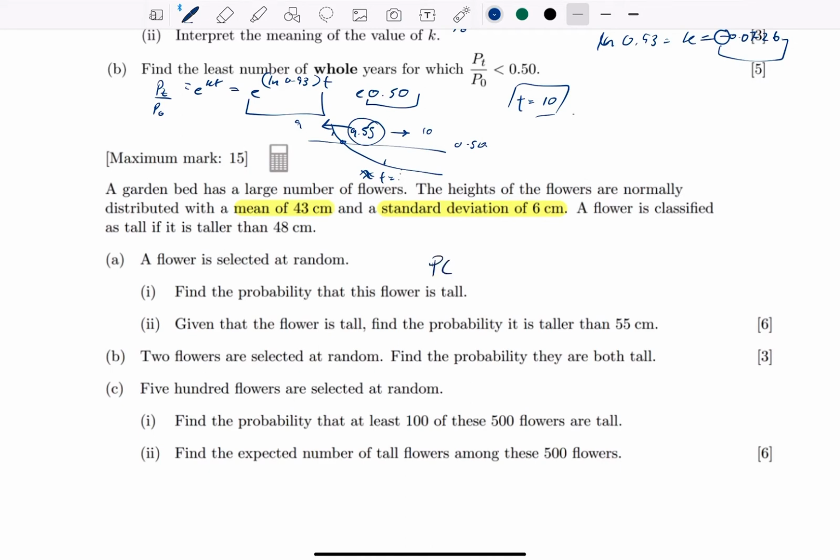So the probability they're trying to find is distributed normally, and it's this right here. So we're going to go to our distribution function, second function, VARS.